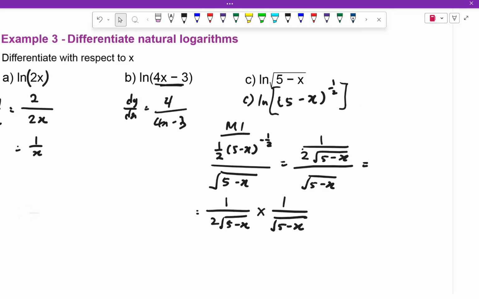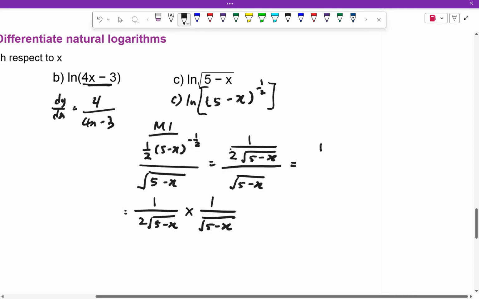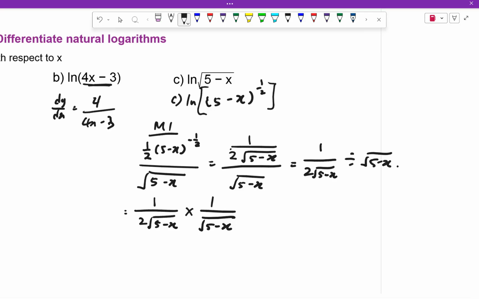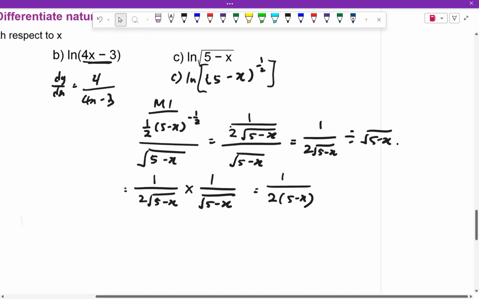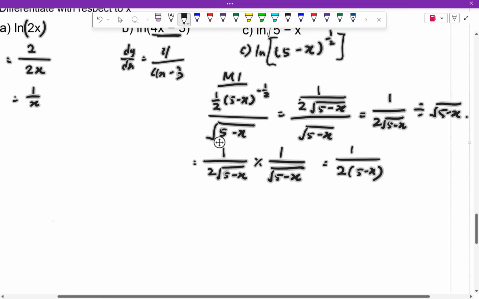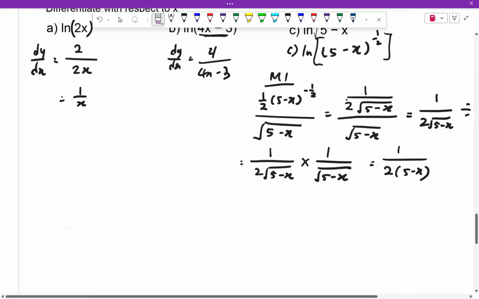So this is equivalent to 1 over 2 square root of 5 minus x divided by the square root of 5 minus x. So the final answer would just equal, with square root and square root, they are the same, and it's a half times together of the power, so it becomes 5 minus x. So this is using our indices rule. Alternatively, method 2, a bit more complex, but it may make sense to you.